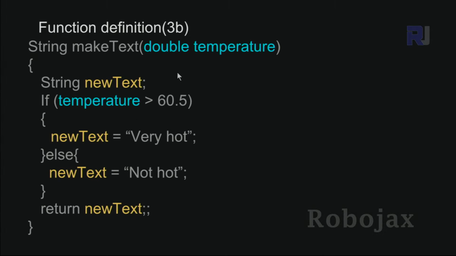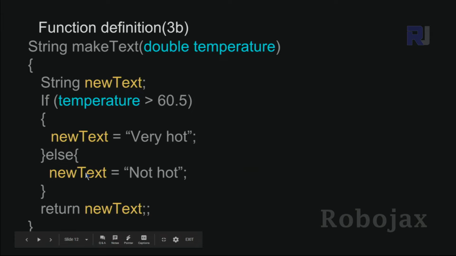We can do it also a little differently. When temperature comes here, we check it. But here we have defined a new string, new text. And if the temperature is bigger than 60 or 60.5 degrees, we put very hot into this variable. So we assign this value to the new text that we have defined here. Else we assign not hot to this text, and then here we say return new text, this text which has either this or this depending on the temperature value. This will return.